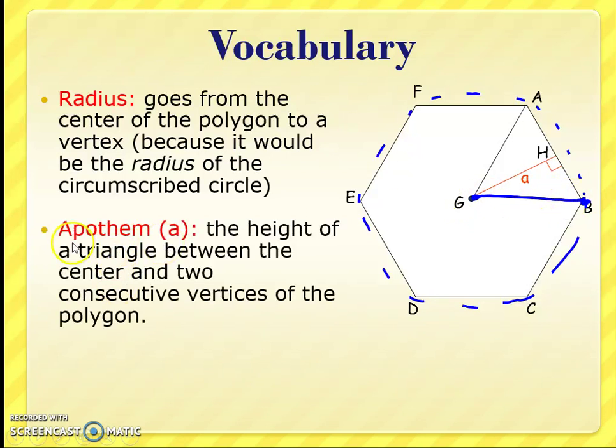We have another vocab, apothem. Can you say apothem? The height of a triangle between the center and the two consecutive vertices of a polygon. So right here, if I actually draw a triangle, you can have a number of triangles here, and the height from the center of this polygon to right here is the height of this triangle between the center and the two consecutive vertices.